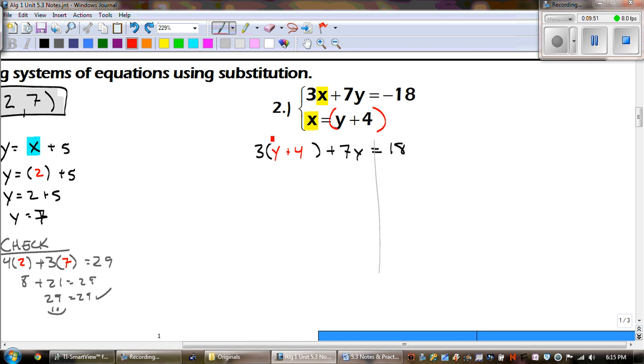So we need to distribute. 3 times y is 3y. 3 times 4 is 12 plus 7y equals 18. Let's combine our like terms. 3 plus 7 is 10, so we get 10y plus 12 equals 18. And that's right, we subtract 12 from both sides.